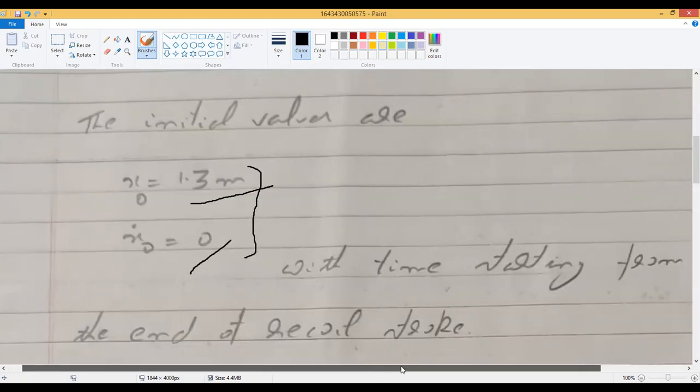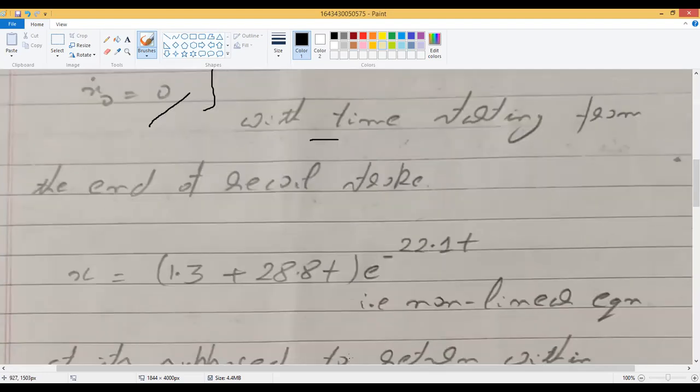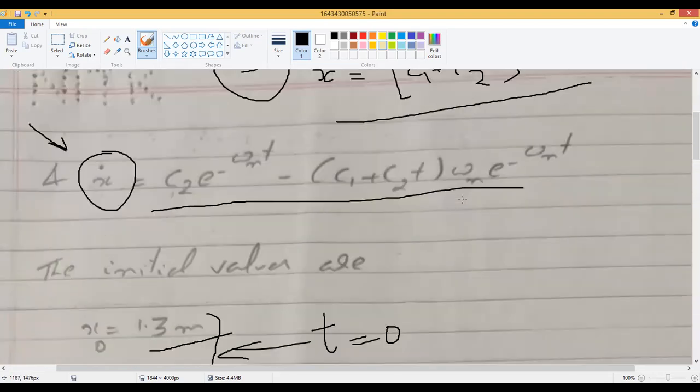And please notice one more thing, that at this particular location, time t happens to be 0. So once the values of C1 and C2 have been found, this is C1, this is C2. This, of course, is omega n, because I have this thing over here.